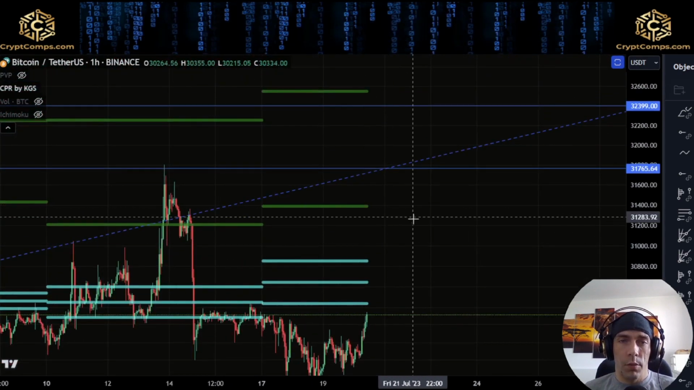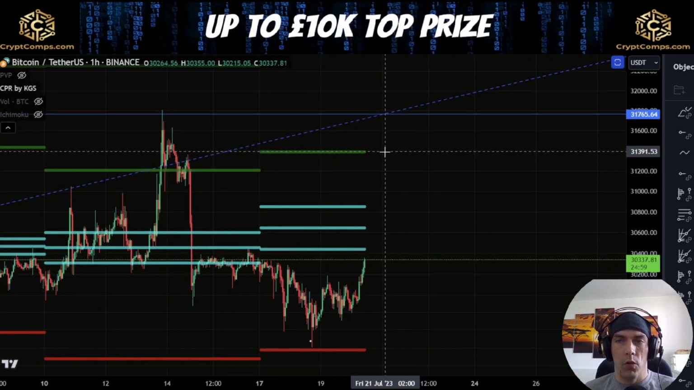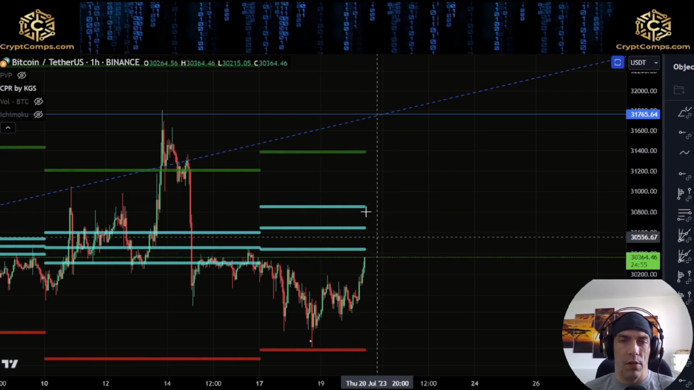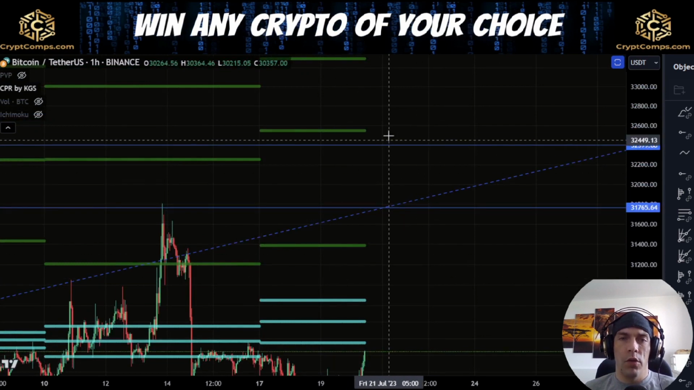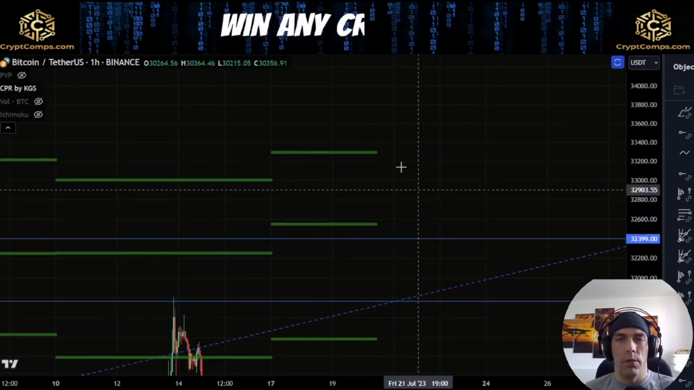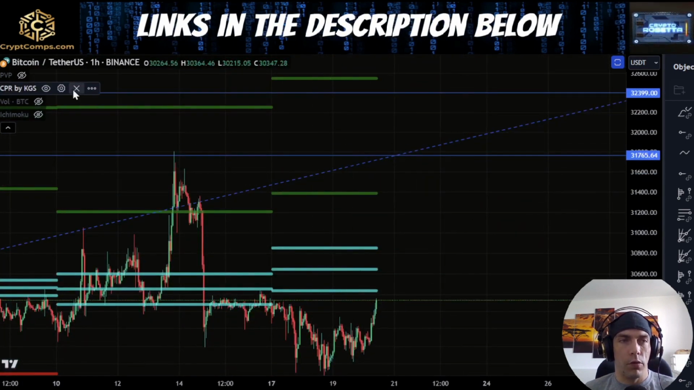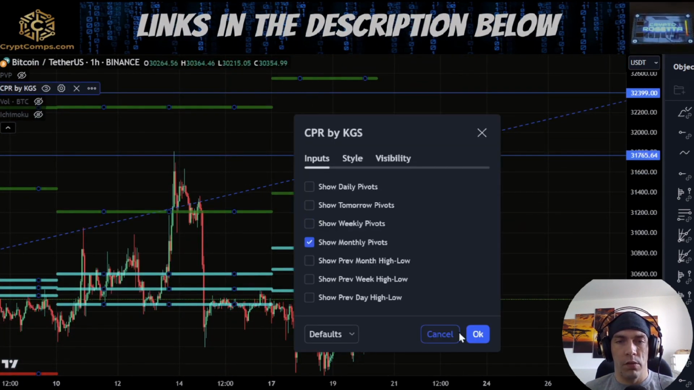Now, if we do look to upside targets here, what we do have is this zone here of this 31,391, if we can manage to reclaim these central CPR lines. And if we do look higher up here, we also have 32,543 and this 33,295 as potential targets for this week. So I'm going to be keeping an eye on these levels if we do see price start to move up into those zones.